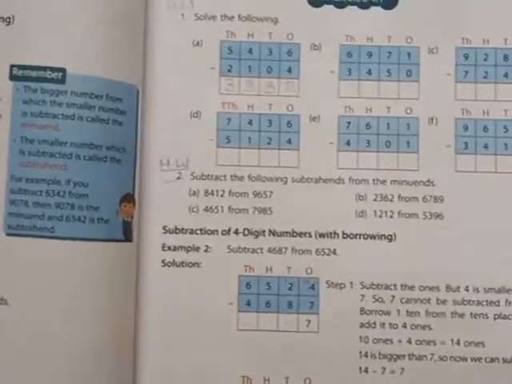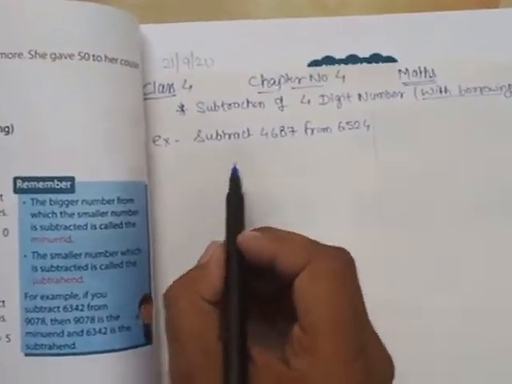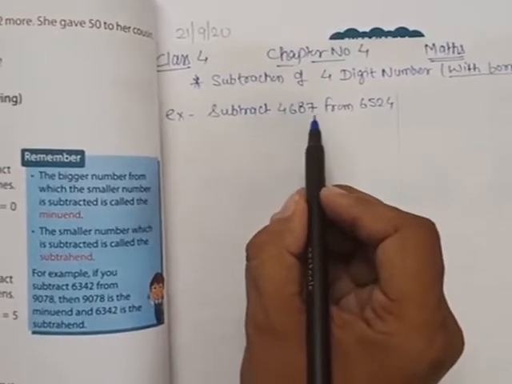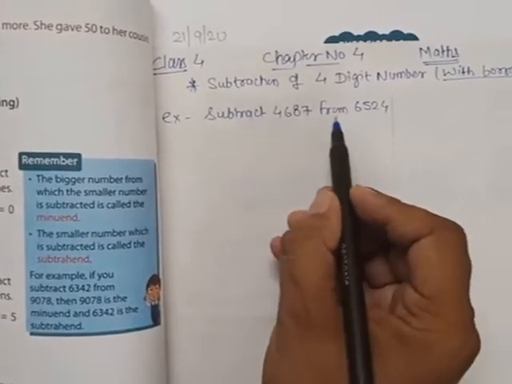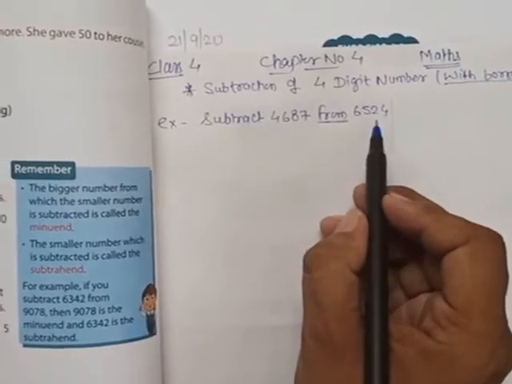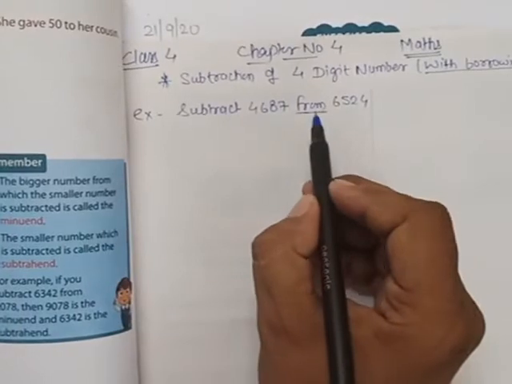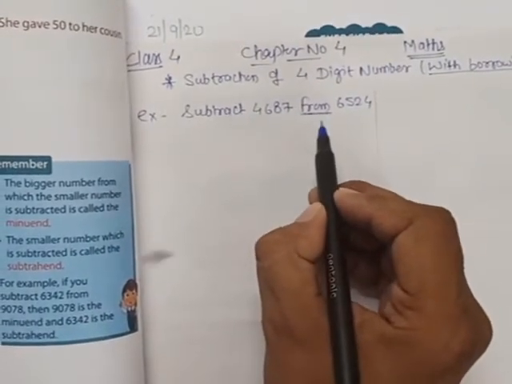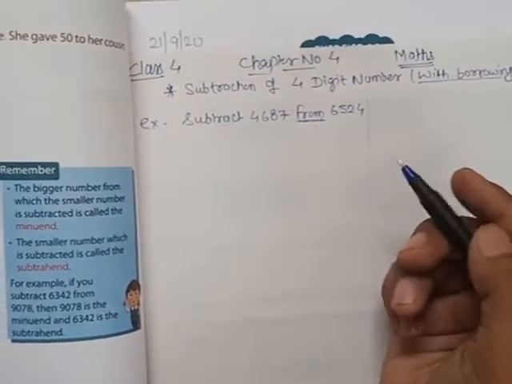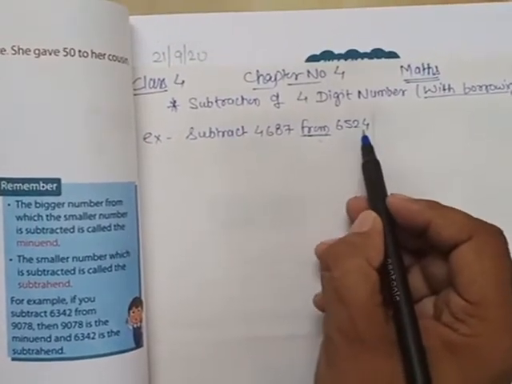I will explain this on our paper. I have already written this question on my paper. The question is saying to subtract 4687 from 6527. "From" means "isme se" in Hindi, so we have to subtract 4687 from 6527.